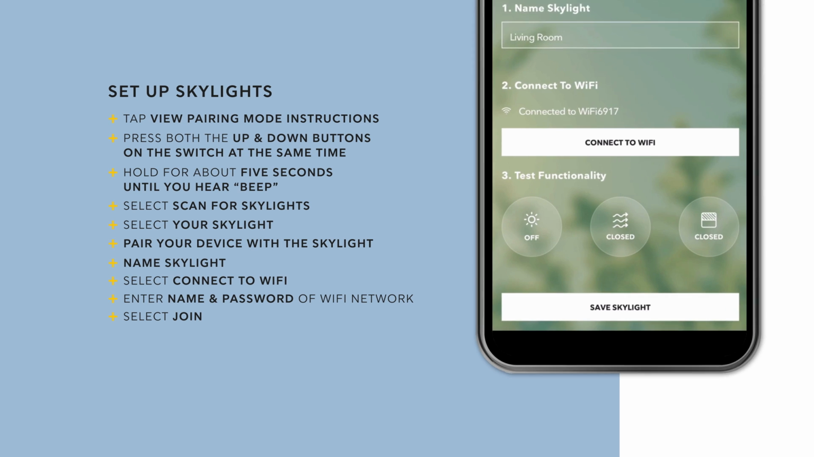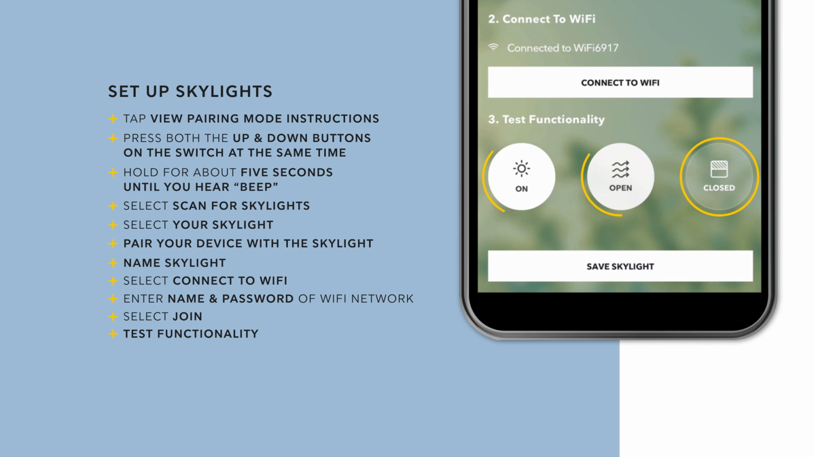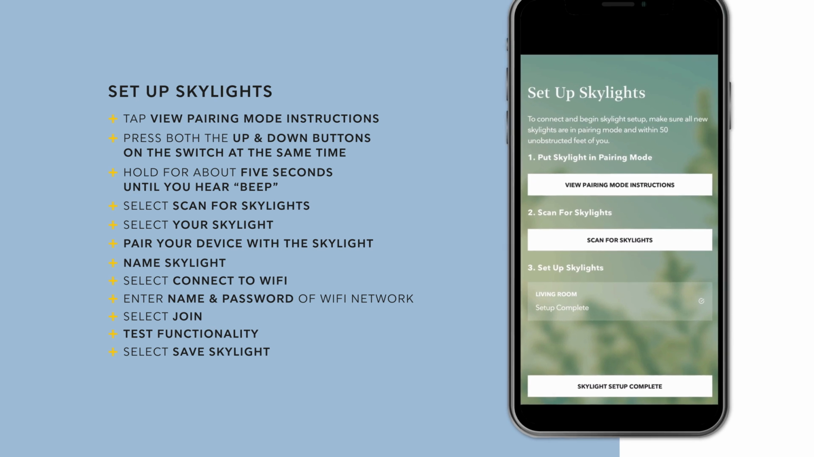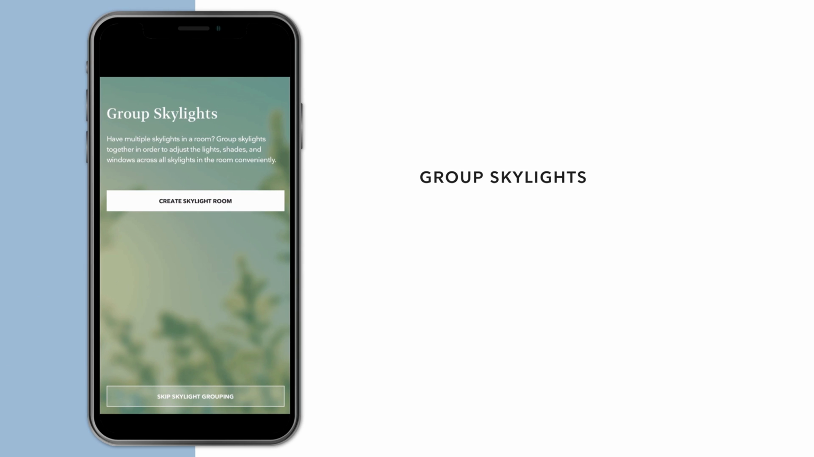The app will know which types of functionality your skylight is equipped with, and only those icons should appear. Select the icons to test the venting, shades, and lighting. Select the Save Skylight button. Selecting the Skylight Setup Complete button will bring you to the Group Skylights page.